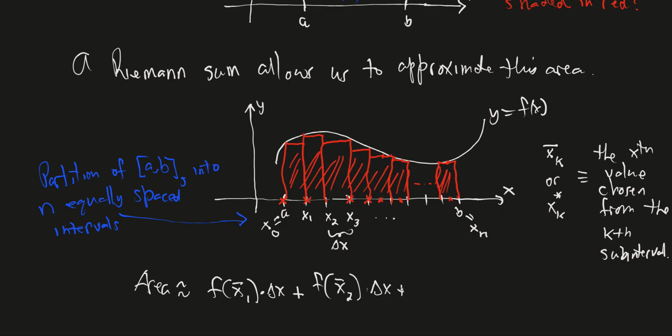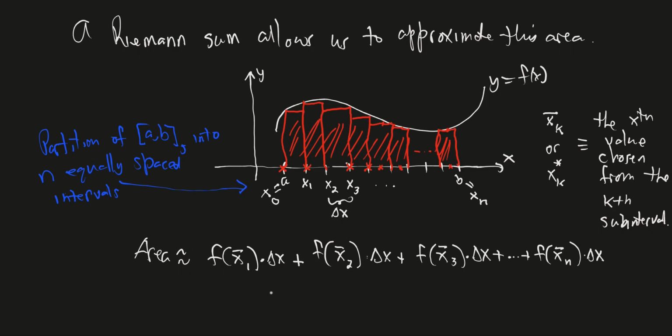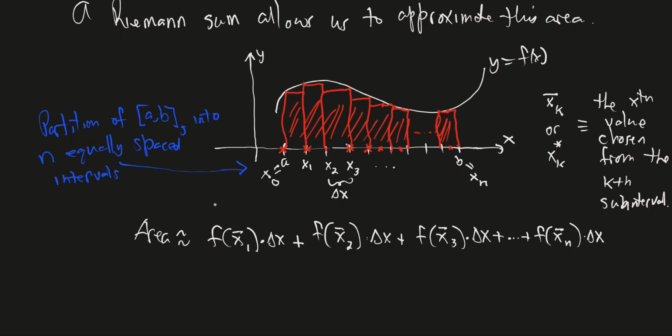And then plus, I'll write down one more specific one, and then I'm going to do the dot dot dot. So you'll have f of x bar 3 times delta x, and then plus dot dot dot. Finally, f of x bar n times delta x. Man, all that for a little area. But again, it looks messier and more complicated than it actually is. Now we still haven't written down a formula for delta x. We'll do that in a second.